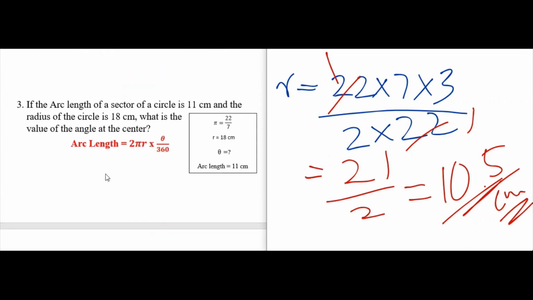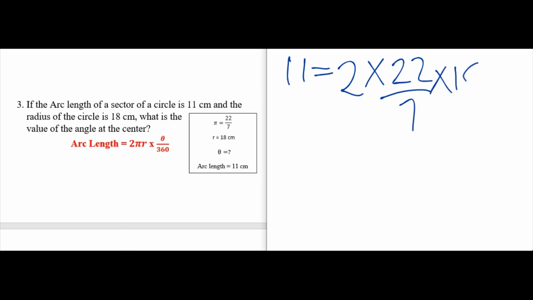Alright, let's look at what our third question is. Okay, so here we have it. It says the arc length is given, the radius is given. Now you have to find the angle at the center, which is theta. Let's check it out. Again, I have mentioned whatever information I know out of the question. So I know that the arc length is 11, 2 is there, 22/7 is there, the radius is given, and I have to find theta. Yes?